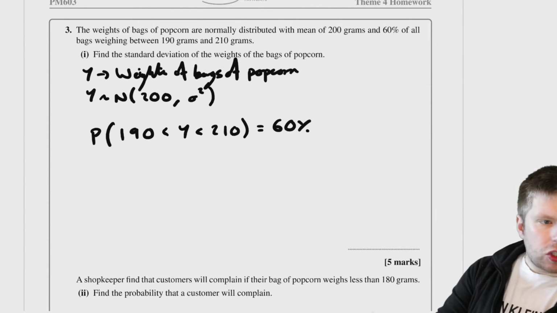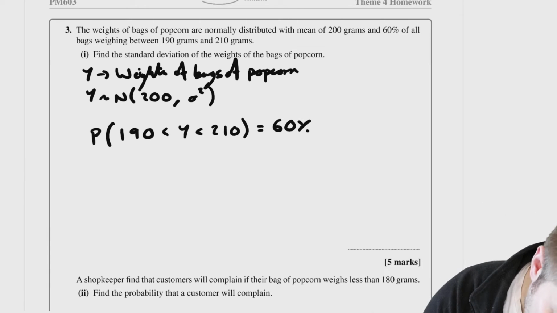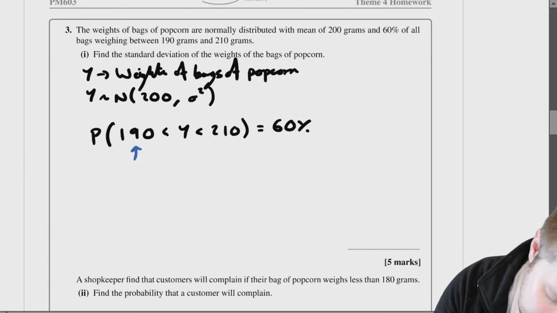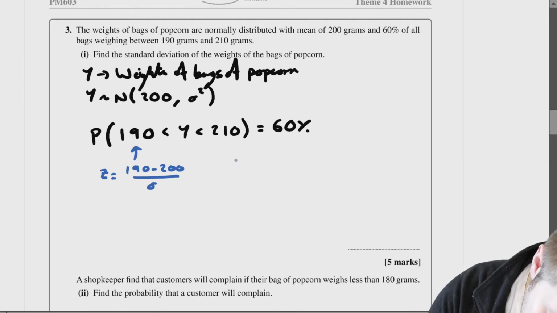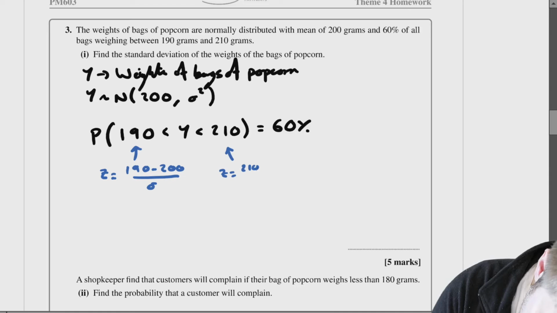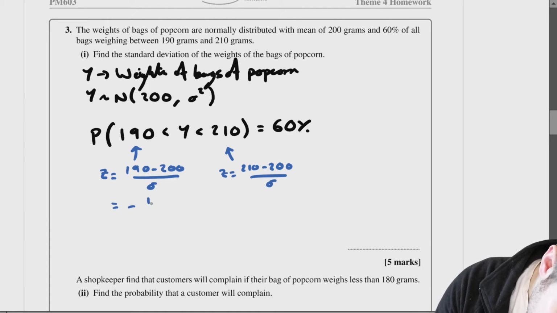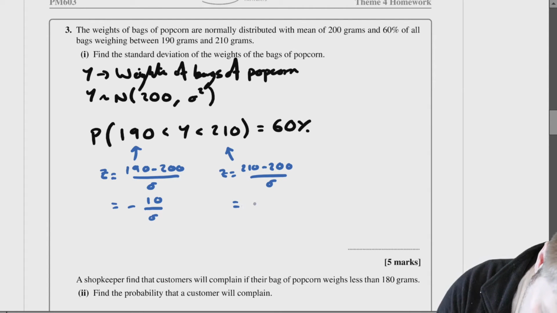So let's first of all start off by standardizing, so I can find it on my curve. If I standardize this, I get 190, take away my mean, which is 200, and divide that by my standard deviation. And for the other, Z is equal to 210, take away my mean, divided by my standard deviation. If I tidy this up slightly, this is negative 10 over sigma, and this one here is positive 10 over sigma.